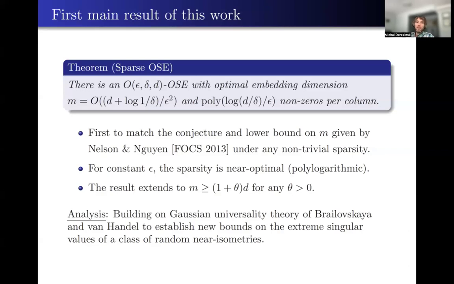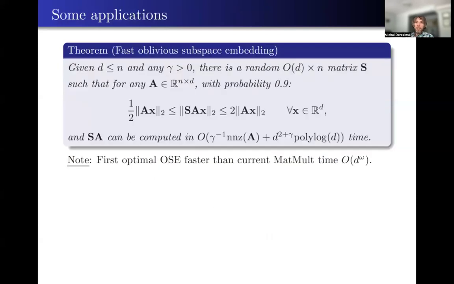And in fact, for the embedding dimension we can get here, there are no big constant factors hidden in the big O for the M. Really, we can take anything that's bigger than d and achieve a subspace embedding property with this sparsity. I'll talk a little bit later about the analysis and some of the ideas from Gaussian universality that are crucial for this.